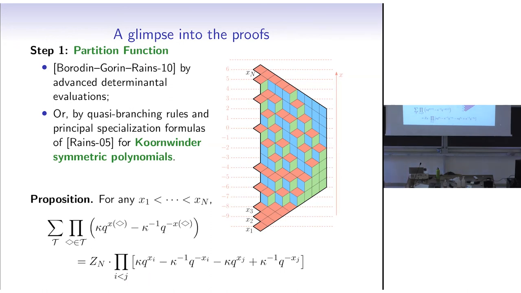This formula was originally discovered in our paper with Alexei and Eric 15 years ago. There we just did some advanced determinantal evaluations to get it. More recently it was realized that it is actually connected to some properties of symmetric polynomials. Then you need to use Schur symmetric polynomials and something called quasi-branching rules and principal specializations. For those who know a little bit about symmetric polynomials, you can notice that this looks like a formula for the principal specialization of Schur polynomials, because you have a product over i lower than j of some differences. That's the kind of thing which appears in this symmetric polynomial business. So maybe you're not surprised that it's related, but the important polynomials here are these Schur polynomials.